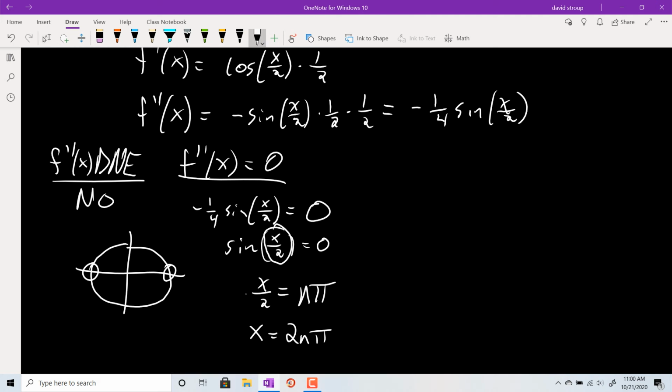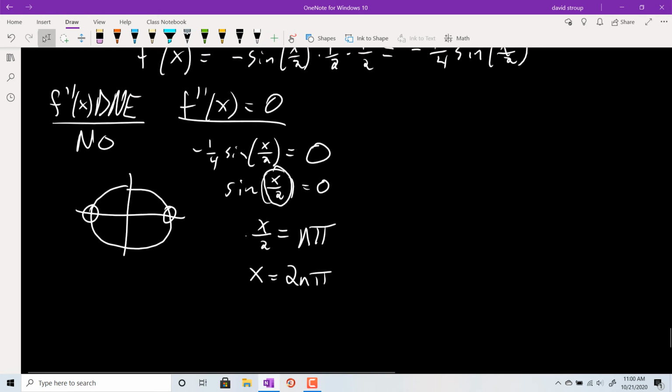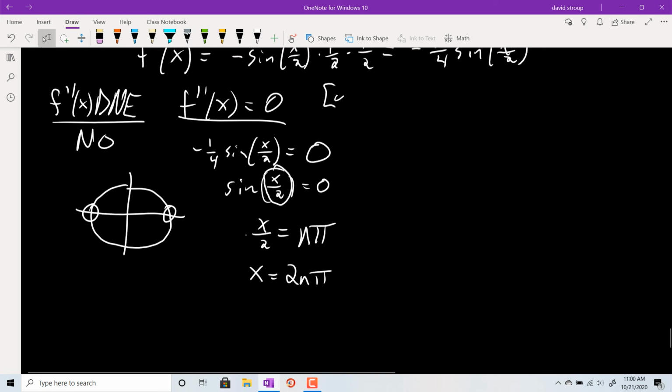Okay, so where do we have critical numbers in our interval? So our interval is from 0 to 4 pi. That'll be at 2 pi. It's the only real answer. 0, 2 pi, 4 pi, -4 pi, but they all have to be inside that interval. So the only one inside the interval is just 2 pi.